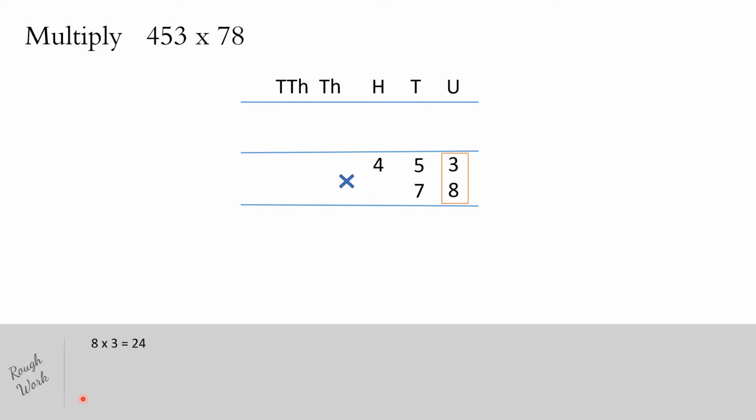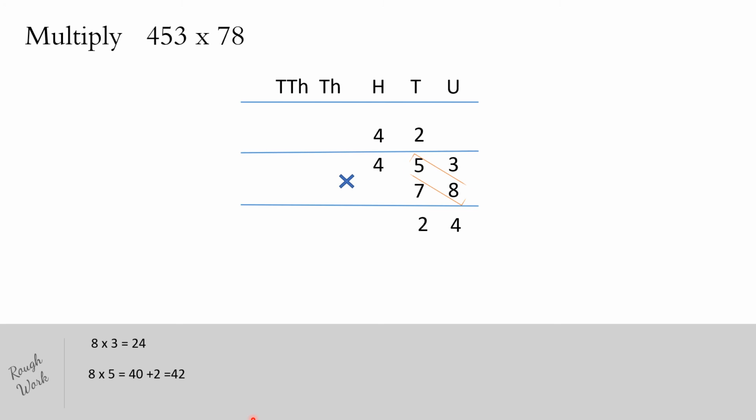So 8 3s are 24. So we will write 4 at unit place and carry 2 at 10 place. Now we will multiply 8 by 5. So 8 5s are 40. And this 2 we will add, 40 plus 2, we got the answer 42. So we will write 2 at tens place and carry 4 at 100 place.